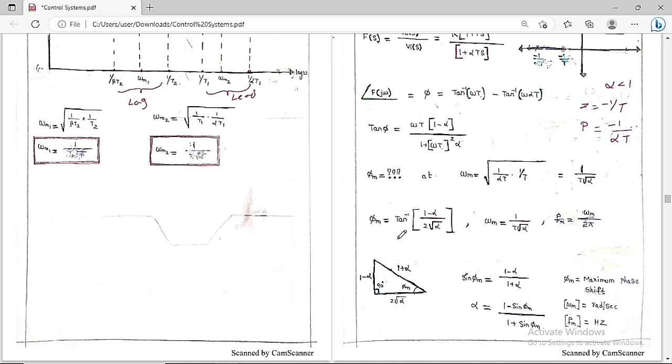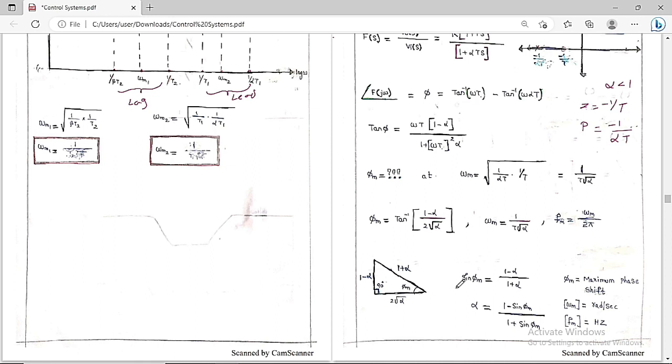So if you simplify, tan phi m we are going to get, which is equal to 1 minus alpha by 2 root alpha. So tan phi m is equal to 1 minus alpha by 2 root alpha. So I want to write it in terms of a triangle. This is a right angle triangle. Tan means opposite by adjacent. Opposite is 1 minus alpha and adjacent is 2 root alpha. With the help of Pythagoras theorem, this length square is equal to this length square plus this length square. So this length is under root of (1 minus alpha) whole square plus (2 root alpha) whole square. If we simplify, this length is nothing but 1 plus alpha, and this angle is phi m.